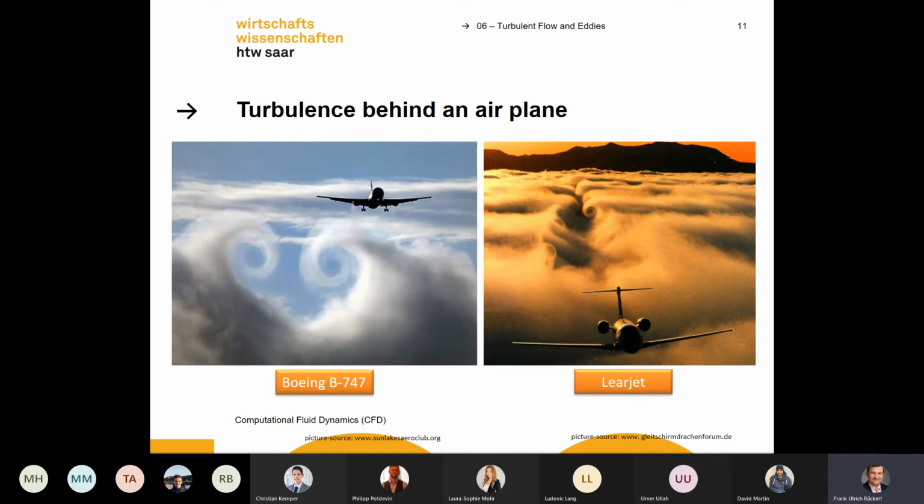For example, if you have a really big airplane, like an Airbus 380 or so, it produces a big swirl, and this can influence other airplanes. Other airplanes can be pushed down toward the ground by this swirl behavior.